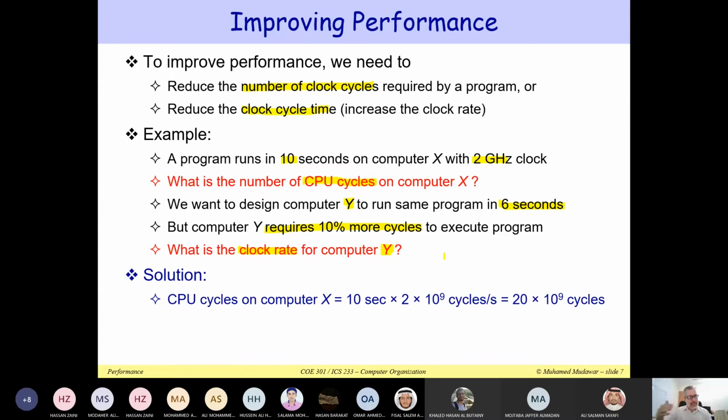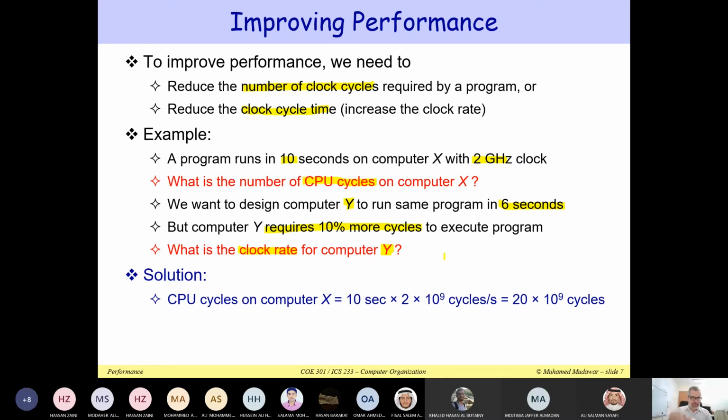So when we say 10% more cycles, we have to add the 10% to the 100%. So this will give me 110%. Therefore, all we have to do is multiply these 20 billion cycles by 1.1. Because 10% is nothing but the number 0.1. That's the meaning of 10%, 0.1.